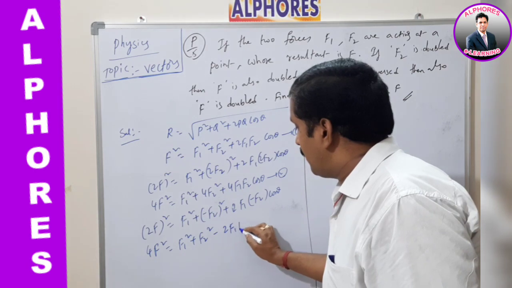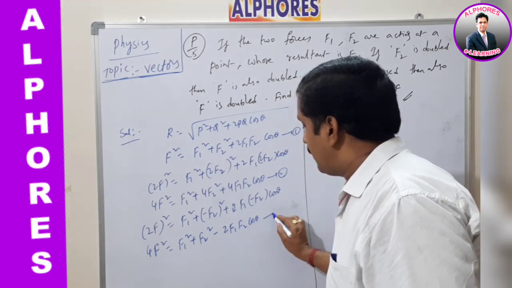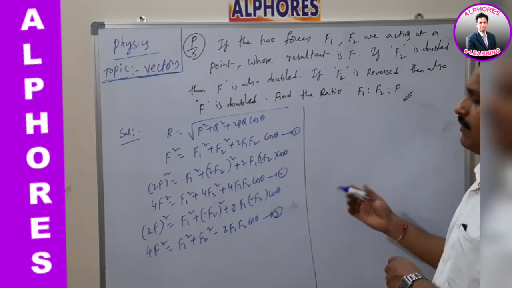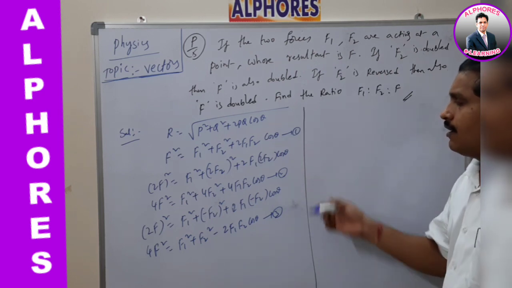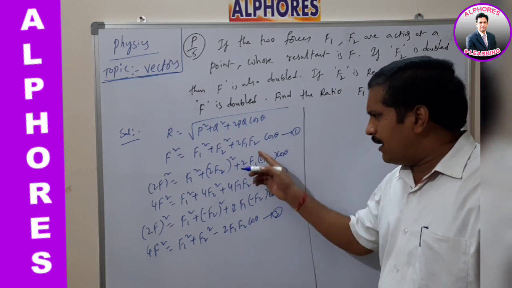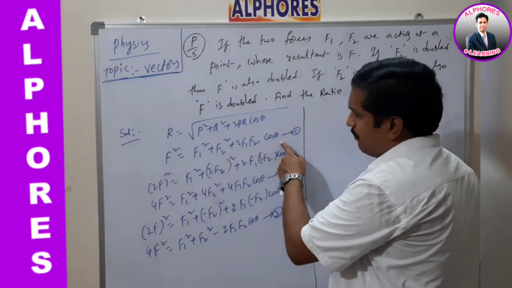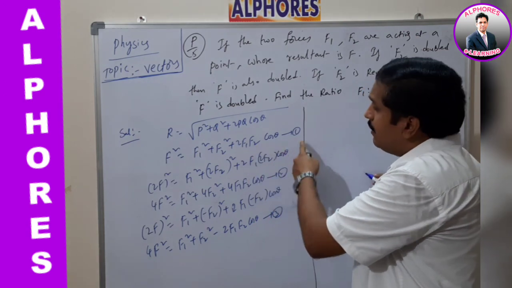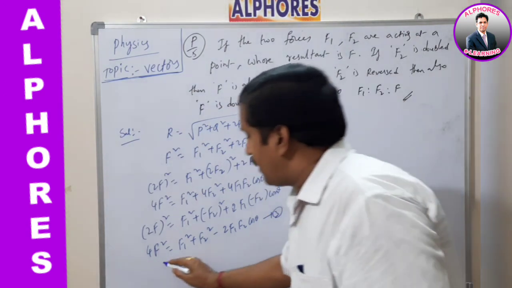2F1F2 cos theta. Equation number 3. So by solving these three equations, you get the individual values of F1 and F2. Now listen carefully. In equations 1 and 2, here it is minus 2F1F2 cos theta, and here plus 2F1F2 cos theta. That means I can add these equations directly.